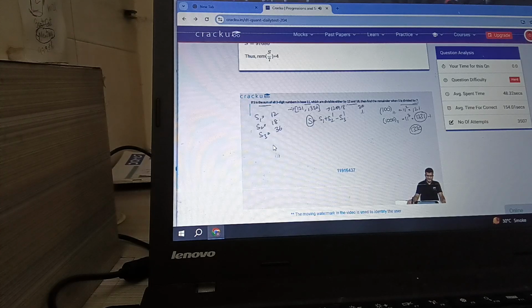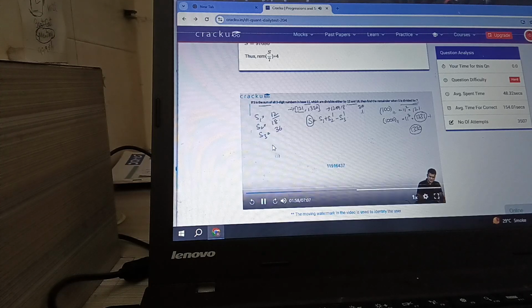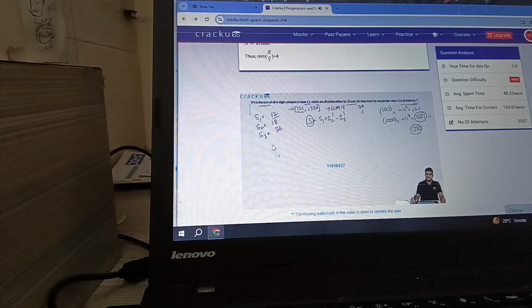So what is the value of S1? To calculate the sum of all the numbers which are divisible by 12, we will first calculate the smallest number which is a multiple of 12. Then we will calculate the largest number which is a multiple of 12. Then we will calculate how many numbers there are in that interval which are divisible by 12. The smallest number which is greater than 121 and divisible by 12 is 132. And the largest number which is less than 1330 and divisible by 12 is 1320.